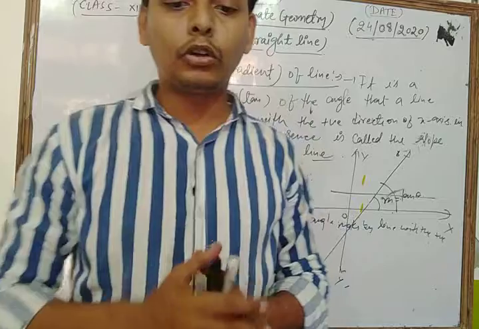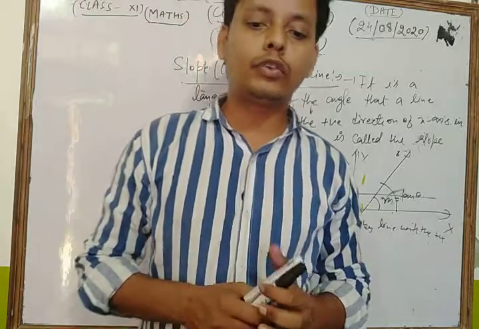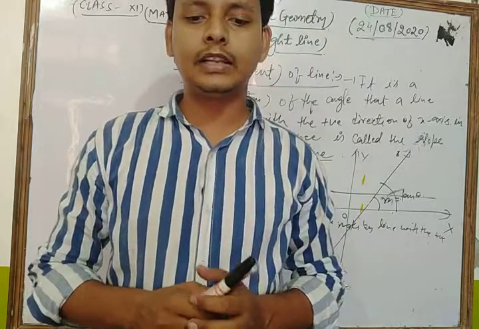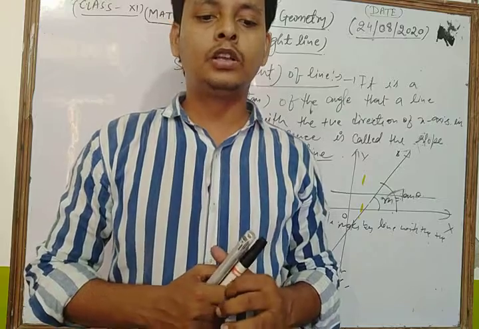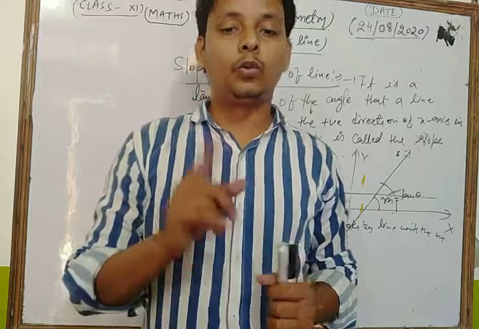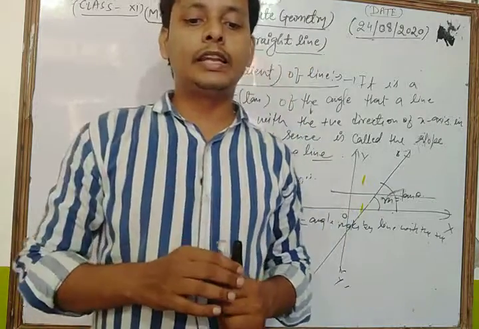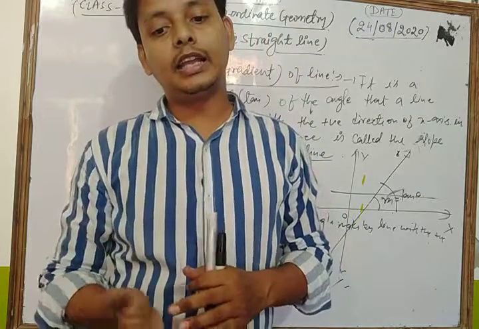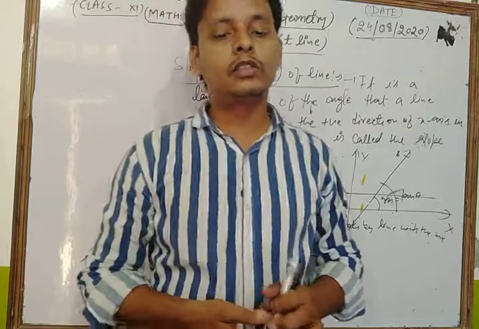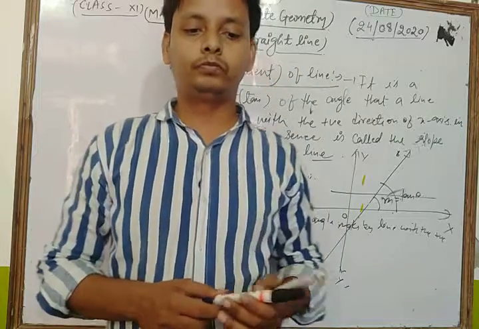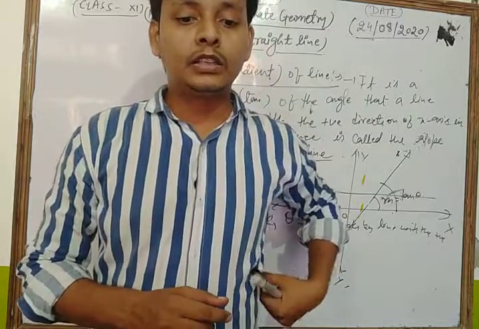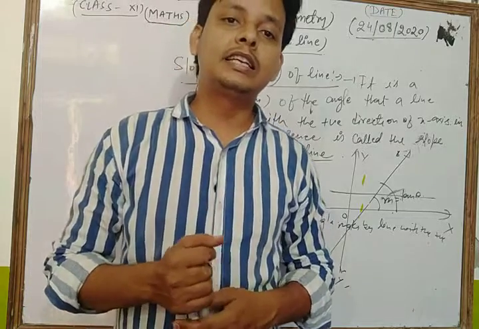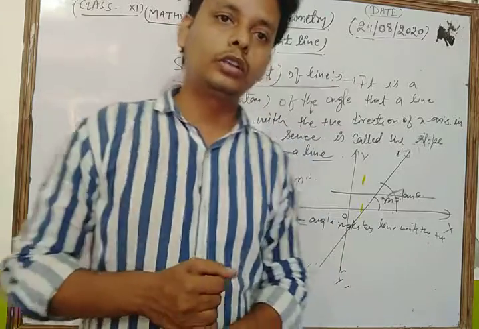Now one important thing: the angle of inclination of a line with the positive direction of the x-axis in anti-clockwise sense always lies between 0 and 180. Now we take some questions from your NCERT exercise based on slope or gradient.